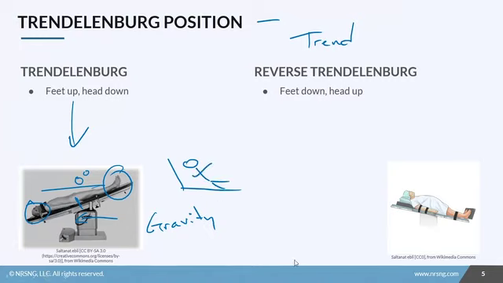Reverse Trendelenburg is the opposite. So you're going to have your head above your feet. So this is, again, you've still got 0 degrees here at the hips, but this is for your patient that can't bend at the waist. So let's say you have a patient that comes out of the OR and they can't bend at the waist for whatever reason. This is a great position to put them in.